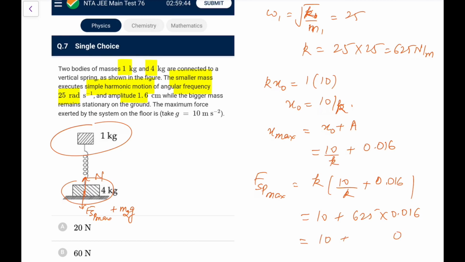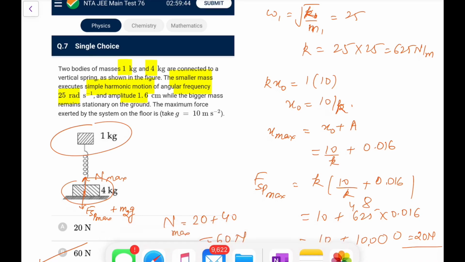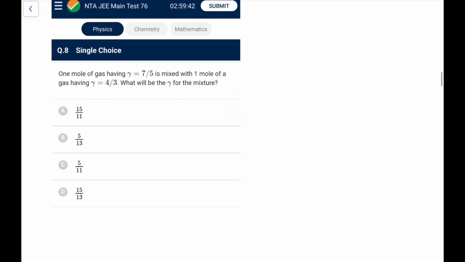So what we have, 16 5s are 80, 16 2s are 32, and 8 40, 16 6s are 96, and 400. So it comes out as 10.000. So this F spring comes out to be 20 Newton. So now this N maximum I can write would be this F spring max 20 plus 40, so it comes out as 60 Newtons. So it's again a very nicely designed question, answer should be 60 Newton.